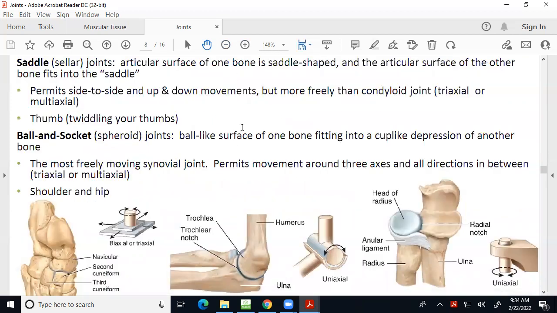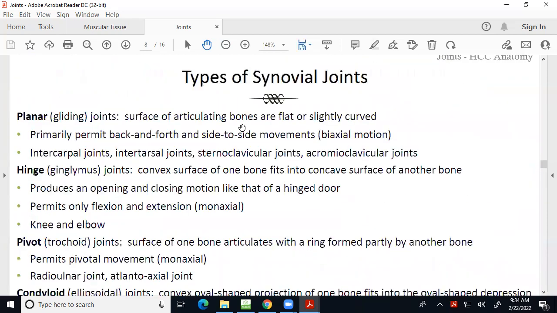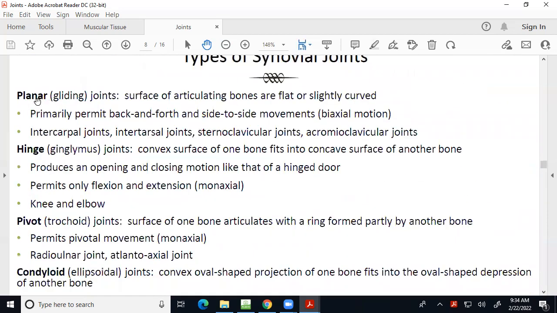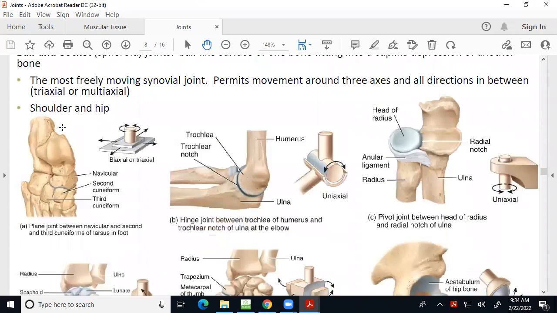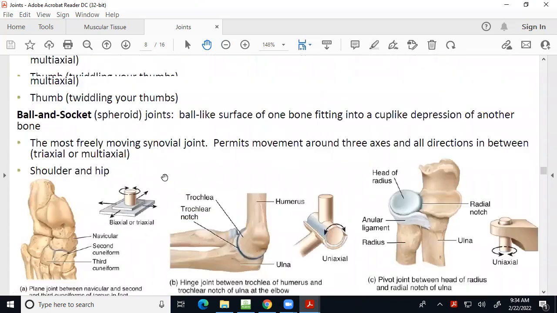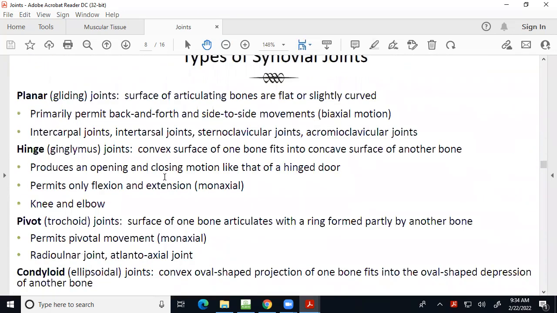Okay, we'll start at the top, what we call planar or gliding. If you just want to call them plane, that's what they're actually listed as down here. Planar, plane, same thing. Also go by gliding, not that you need to know that, but the articulating surfaces of the bones are flat or slightly curved, and they permit back and forth and side to side movements, which will be described as biaxial.